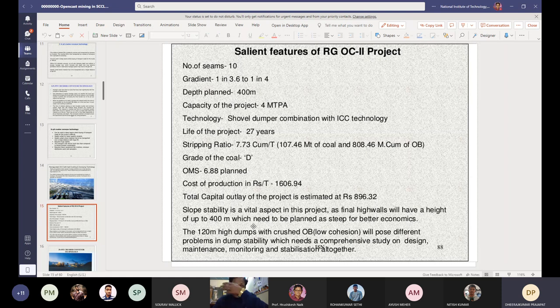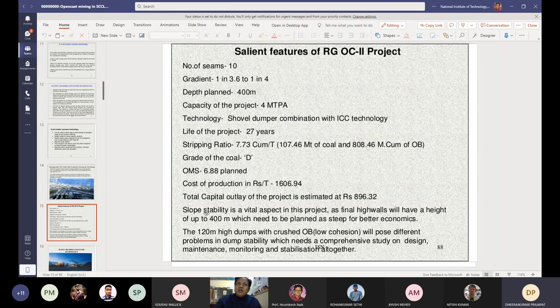And the cost of production in this mine is 1,606.94 rupees per ton of mineral. To get 1 ton of coal, you are spending 1,606.94, meaning 1,607 rupees you are spending to get 1 ton of coal. So that is the cost of production.